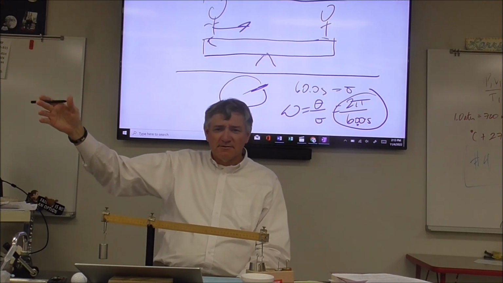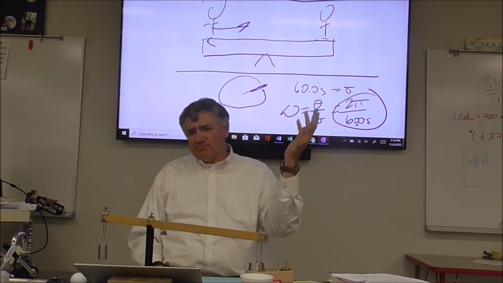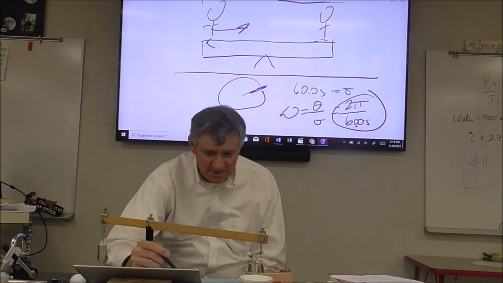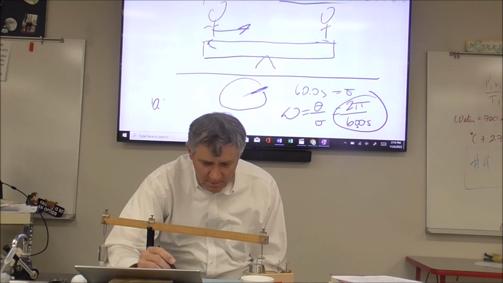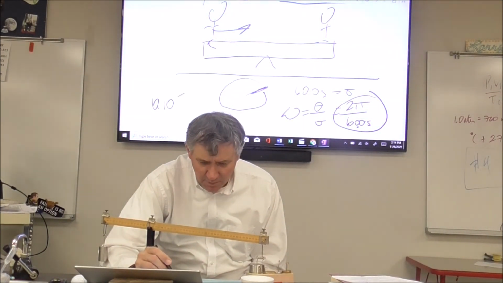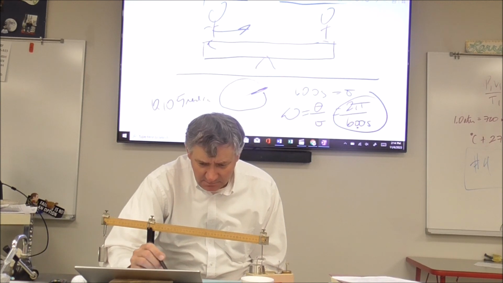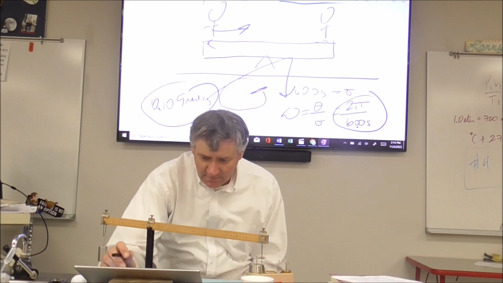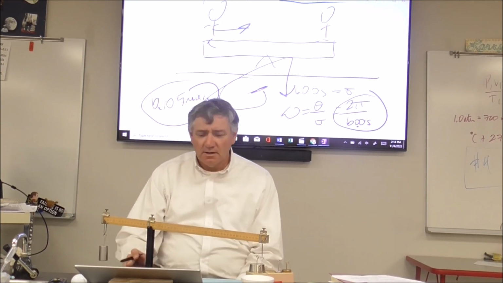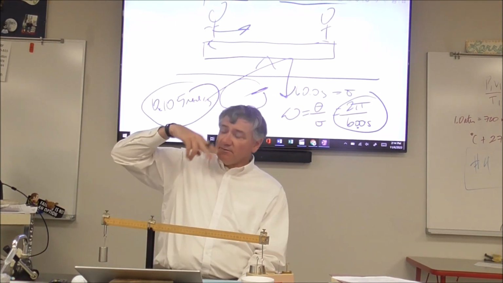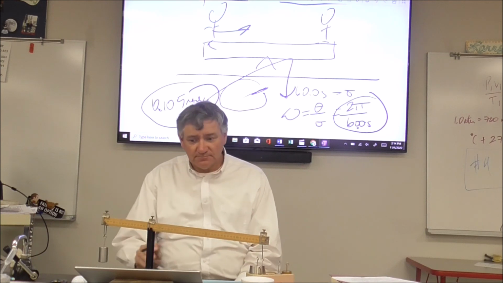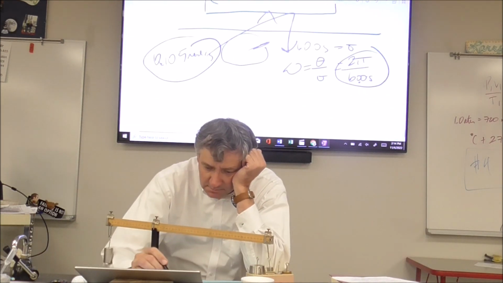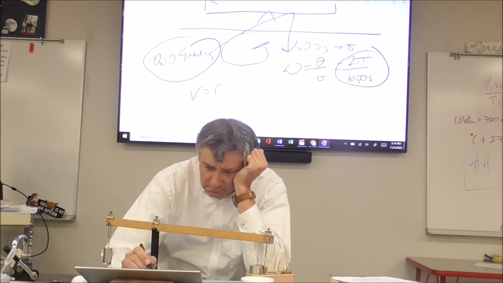When you do that, you get 0.1047. So 0.105 radians per second. That's the value of your omega. So you want to figure out your linear velocity. What are you going to do? V equals r omega.